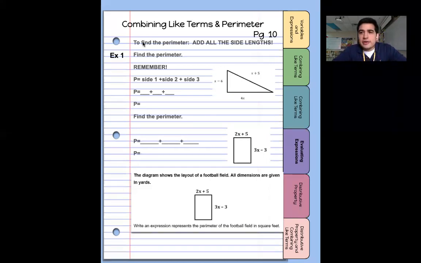So again, just kind of a reminder from I think 4th grade. To find the perimeter, you have to add all the side lengths, not just the ones that are listed. Add every single one, okay? So for example, triangle, we add all 3 sides. Rectangles, we add all 4 sides, right?